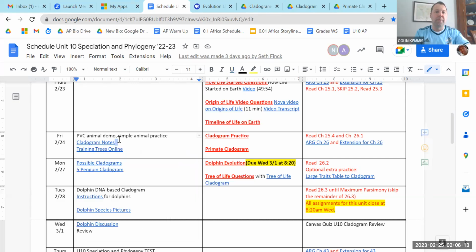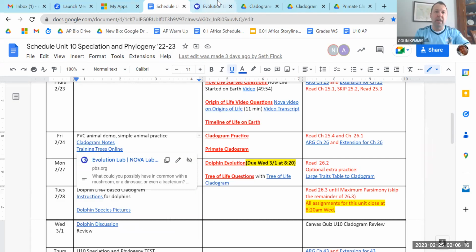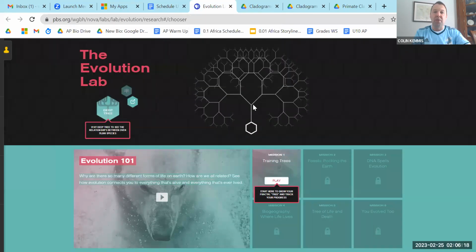All right, so on the agenda today, you have the cladogram notes. We'll do that together. And then this Training Trees online is really good. If you've never used cladograms before, go on to this one. If you can beat missions 1, 2, and 3, you'll be in really good shape. If you get through 4, 5, and 6, they are very hard. So if you don't get that far, that's totally okay. But this would be really good practice to help you start getting the basics for cladograms.